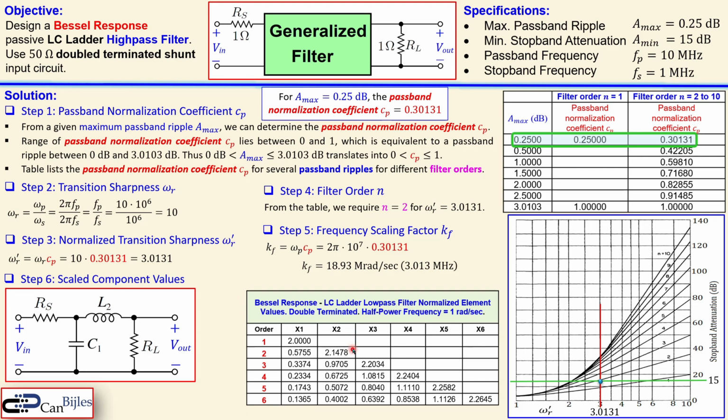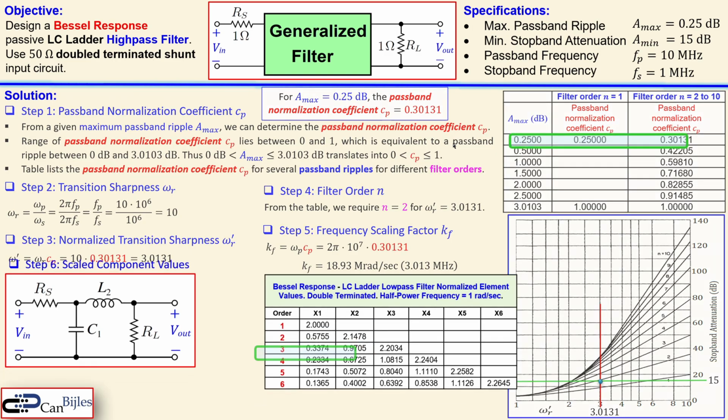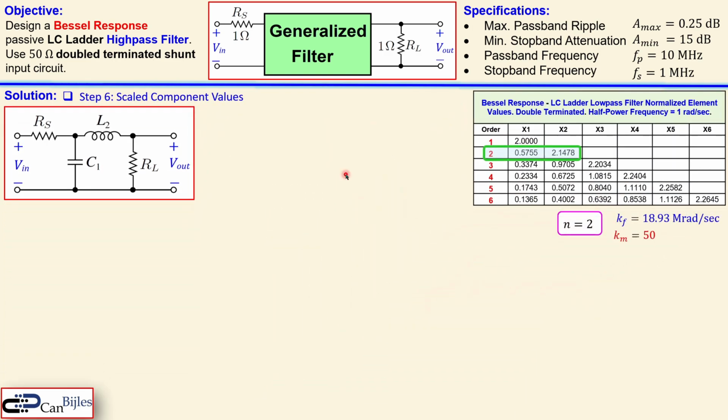That means we need to look at here, and you see two coefficients. One is the x1, the other one is x2. That means this C1 is the value here, which is normalized 0.5755 farads, and x2, which is the L2, has a value normalized again 2.1478 henries. Of course, not really practical in most cases, so we need to scale it up to the specifications given here. So let's continue and then design this circuit according to the specifications.